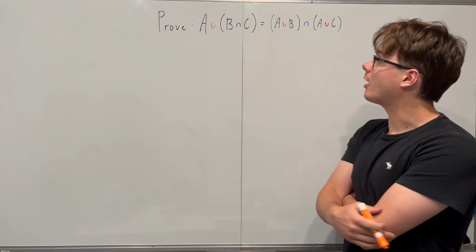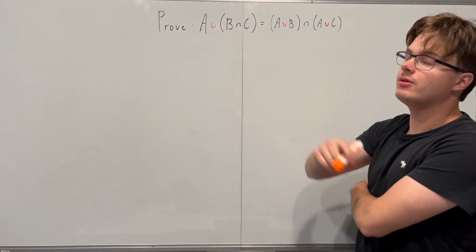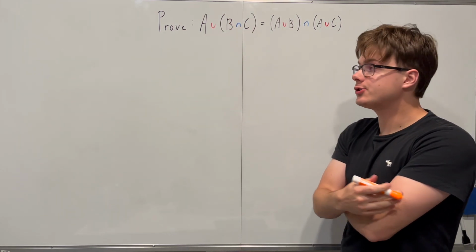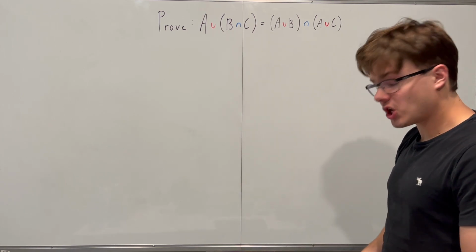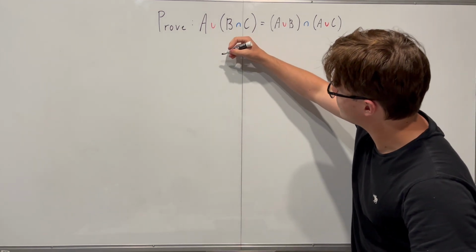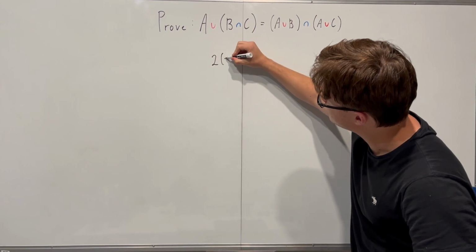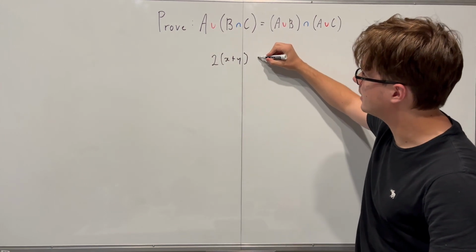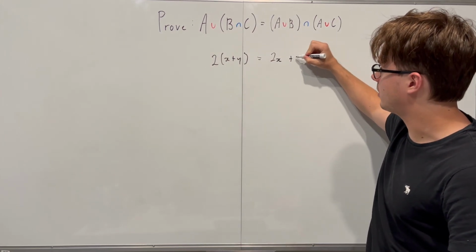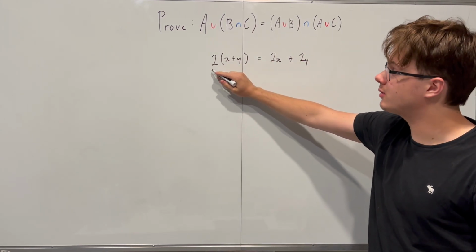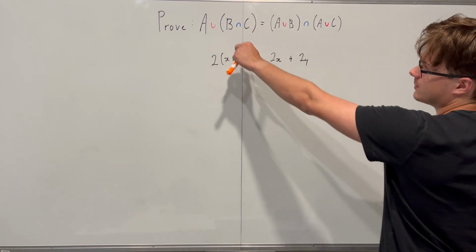Is the distributive property of union with the intersection going to be true? Well, what this is very much akin to is basically saying that 2 times (x plus y), all in a bracket, is the same as saying 2x plus 2y, right? We distributed the 2 into the bracket.